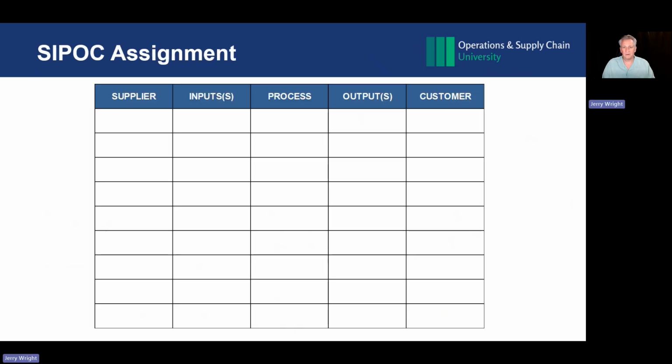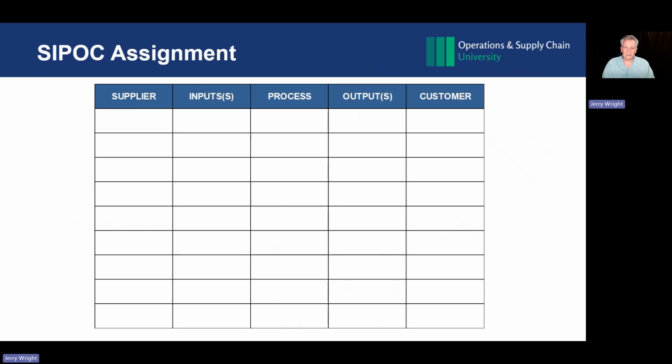So here's an example of a SIPOC format. This is in your Lean Six Sigma Green Belt Toolkit. You can see that it's just basically an Excel input. So you'll have this as a tab in your workbook.